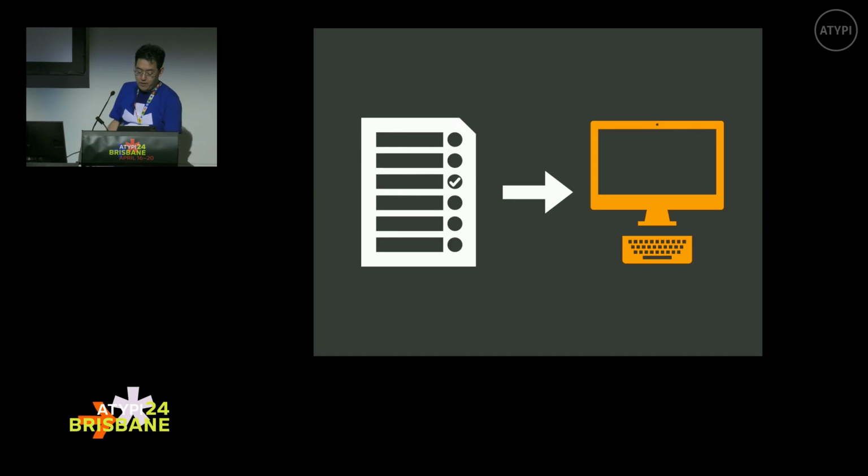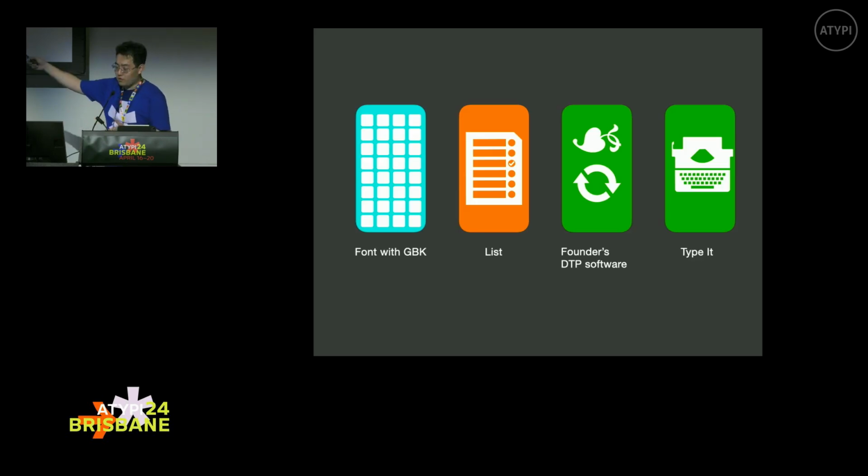And then we have a list to tell people who is who. And then we made an input method to make this happen in the software. And we have a typography engine to make these things happen in the Founder software. And we are using this workflow: we have the font with GBK code, and we have a list to tell who is who, and we have Founder's desktop publishing software, and then we can type it.